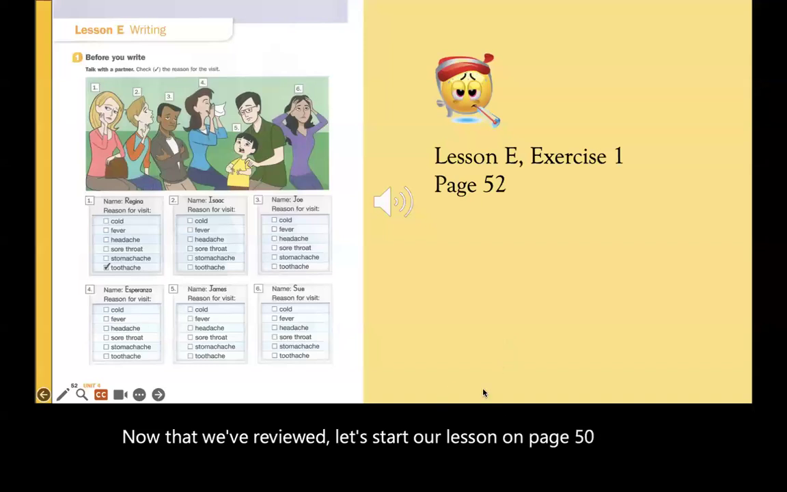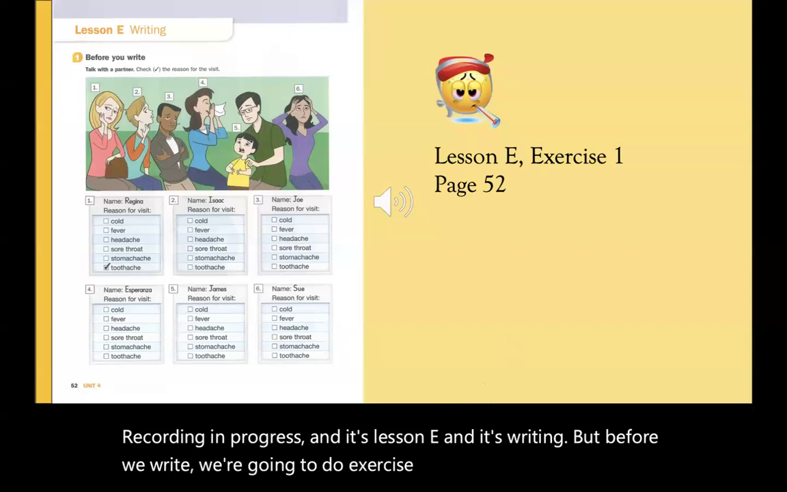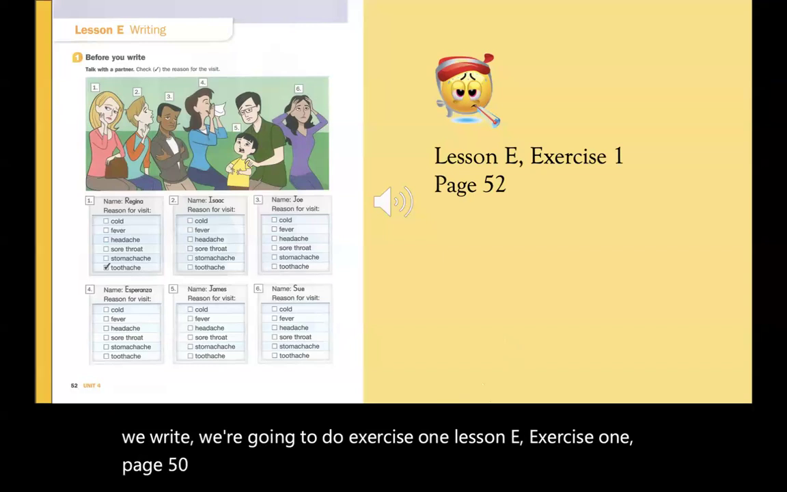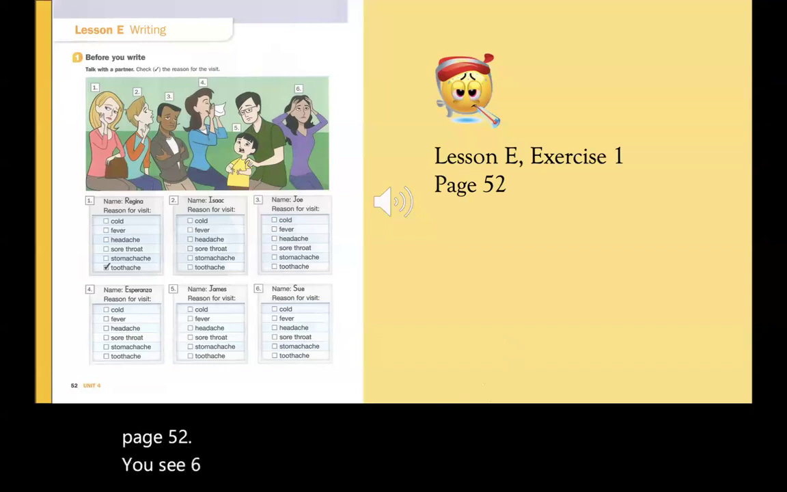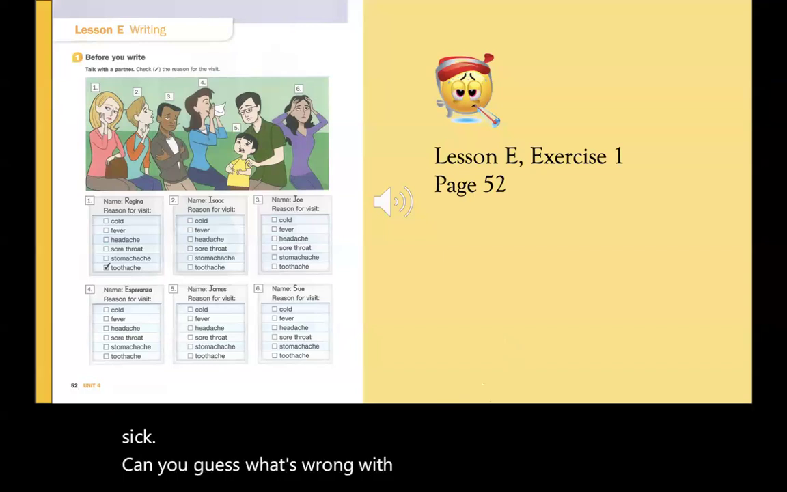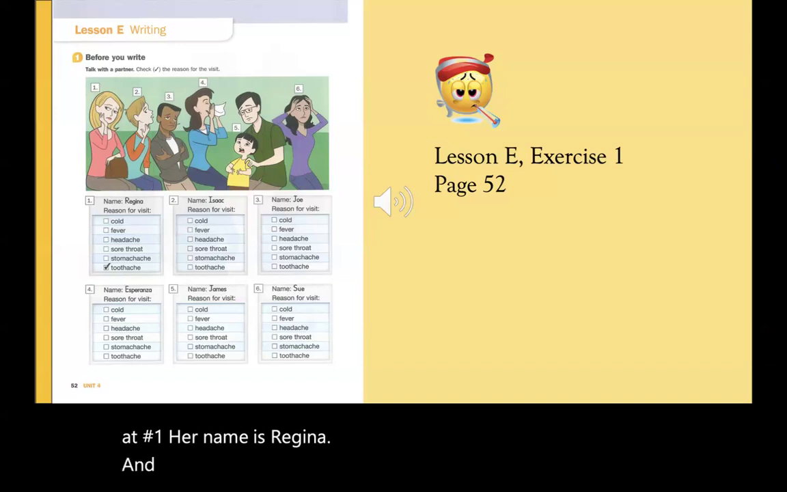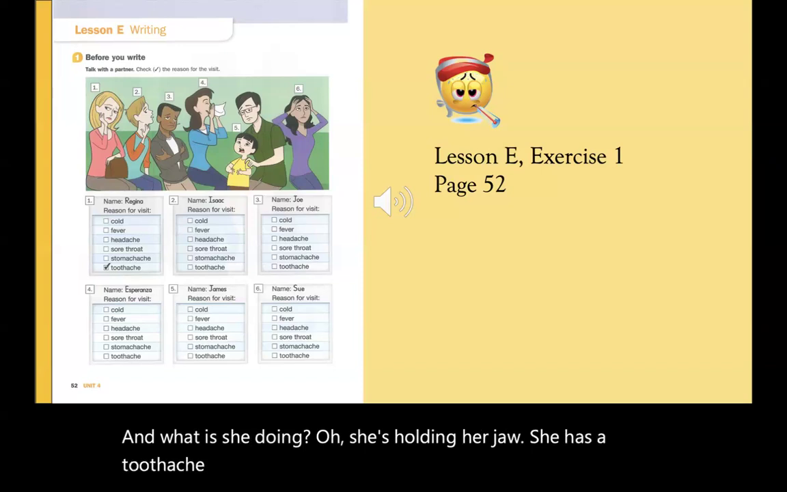E2. And it's lesson E and it's writing. But before we write, we're going to do exercise 1. Lesson E, exercise 1, page 52. You see 6 people there in the picture, and each one of them is sick. Can you guess what's wrong with each of them? For instance, look at number 1. Her name is Regina. And what is she doing? Oh, she's holding her jaw. She has a toothache. So put a tick by toothache.